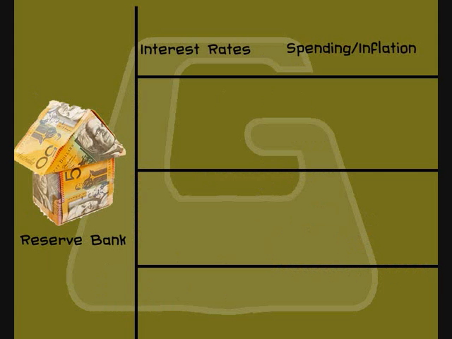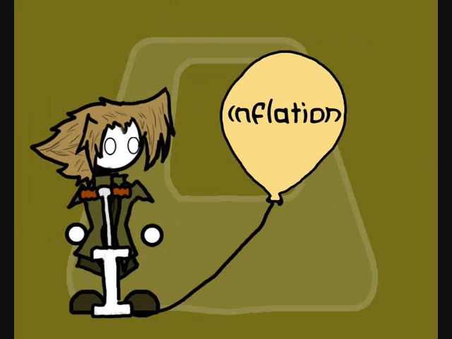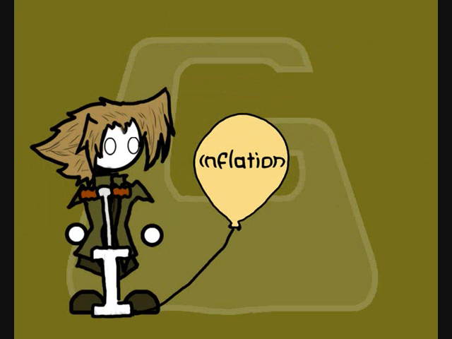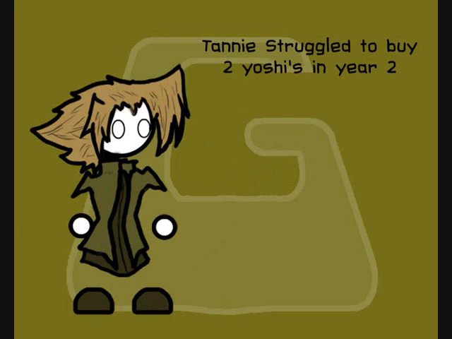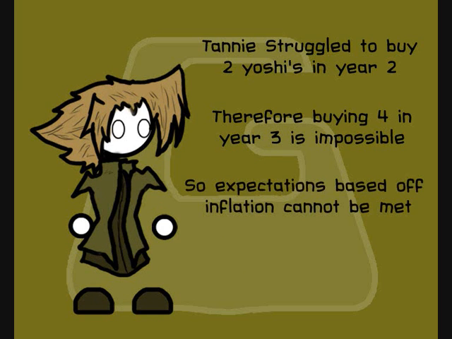They control this by changing interest rates. Raising interest rates encourages people to save money, thus reducing spending and therefore decreasing inflation overall. Conversely, if you lower interest rates, it has the opposite effect. What makes a recession is when inflation drops over an extended period of time. This means people aren't spending at an increasing rate that they are expected to.